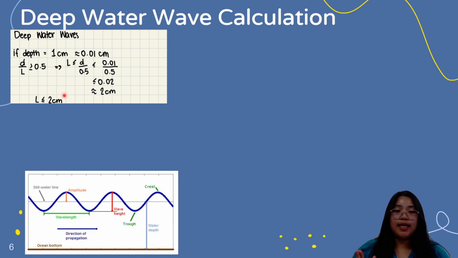For a wave to be considered deep water, the ratio between depth against the wavelength should be greater than or equal to 0.5. This project has a budget limitation, so we want to create it as compact as possible. So we gave it a depth limitation of 1 centimeter. With this 1 centimeter depth, using the calculations, we found that the wavelength we would need should be less than or equal to 2 centimeters.